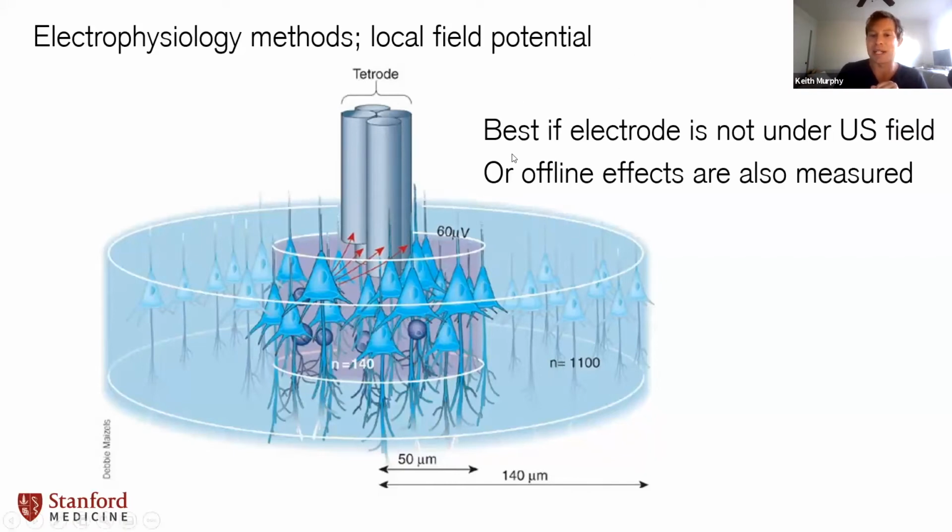And as we already mentioned, it's best if the electrode is not underneath the ultrasound, because here you can imagine all the neurons being pushed away from the electrode would give you a huge change in electrical voltage, and it would look like activity. Or an alternative is offline, as Kim mentioned.